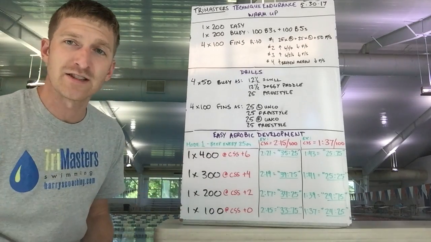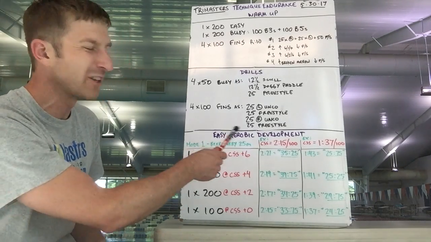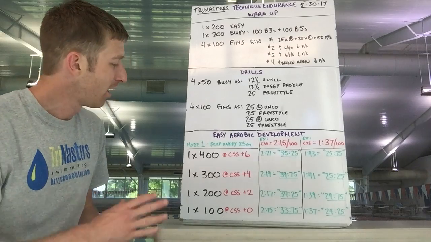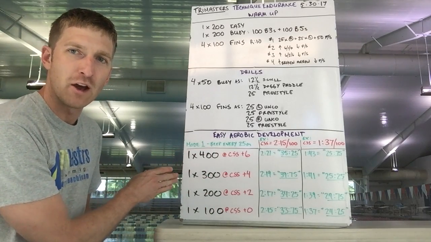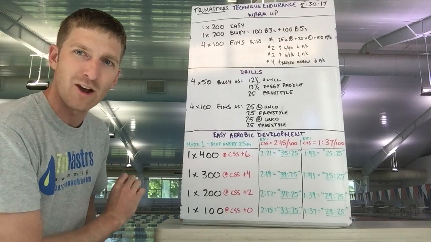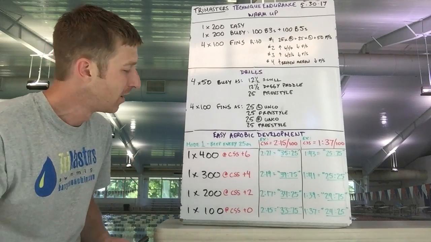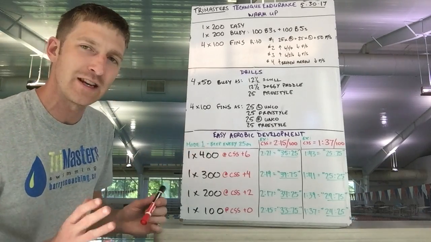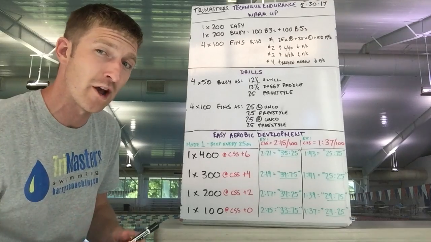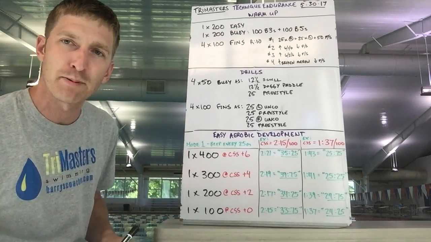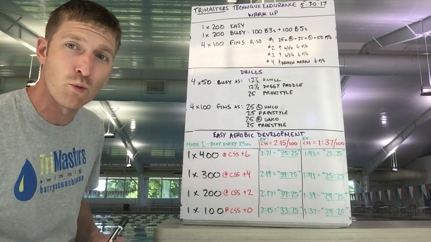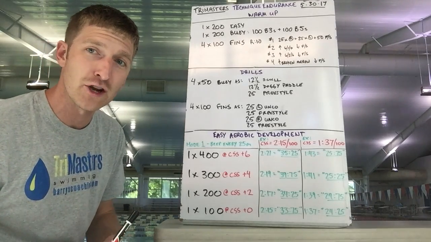For the second half of our workout here, we did a little easy aerobic development set, which was comprised of, over here in black, a 400, a 300, a 200, and a 100, okay? All done at a specific pace, right? The 400 was done at your CSS pace plus 6 seconds per 100, the 300 at plus 4 per 100, the 200 at plus 2 per 100, and the final 100 there done at your threshold pace.